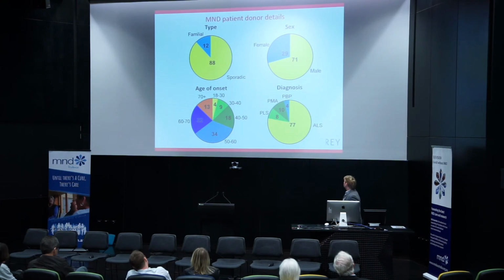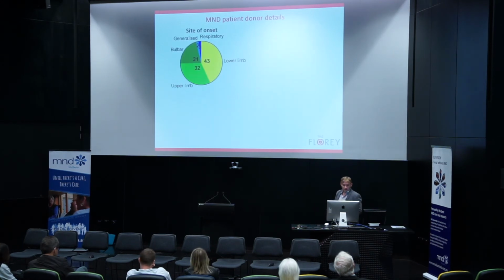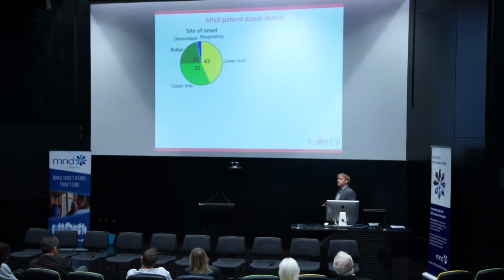And again, diagnosis. So we've captured mainly ALS patients, but we do have these other forms of MND, PLS, PMA, and PBP. So again, this comes back to we want to study the whole disease phenotype and heterogeneity. And then lastly, this slide just shows you we've got patients with all forms and all presentations of MND.